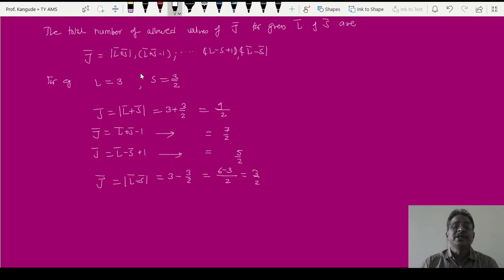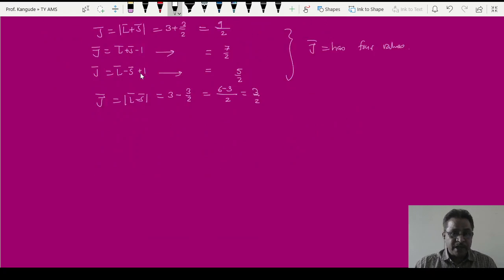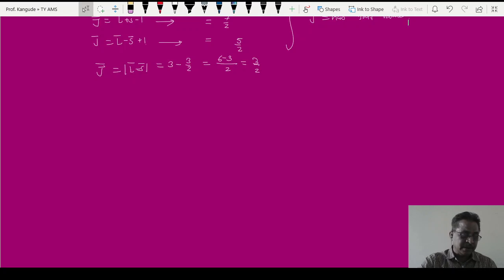So that is how J gets 4 values. Thus J bar has 4 values. This is a vector addition. Try to understand, this is a vector addition. And remember there is one very specific simple rule once we understand this. Thus there are 4 values of J bar in this specific example.